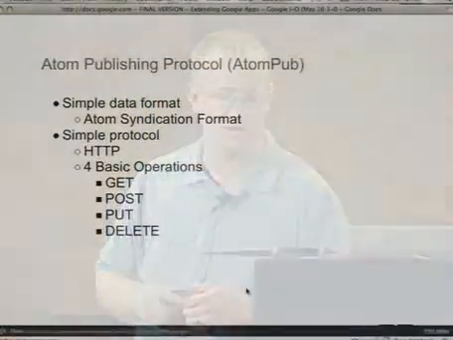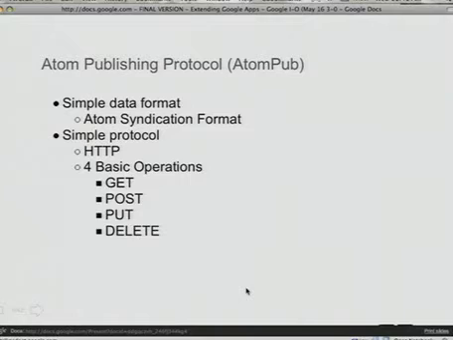So what are these Apps APIs? Most of them are based off of the Atom Publishing Protocol. The Atom Publishing Protocol is the Atom syndication format, which you're probably familiar with from your blog readers, and also a simple HTTP-based protocol. So you use the standard HTTP methods: get, post, put, and delete. You're all probably familiar with get and post, maybe not as familiar with put and delete. Get retrieves an entry or a feed. Post allows you to insert a new element into an entry or feed. Put allows you to modify something, and delete allows you to delete something.